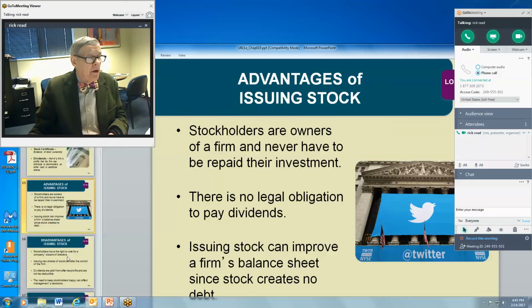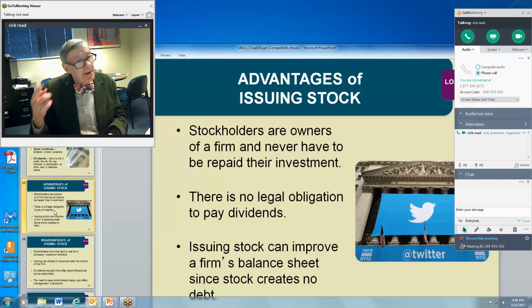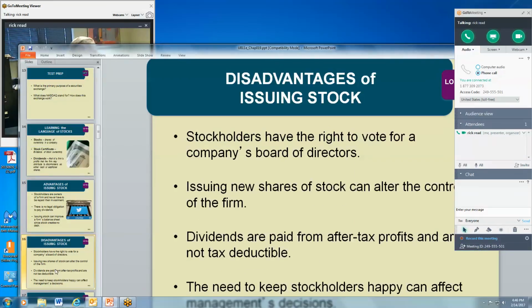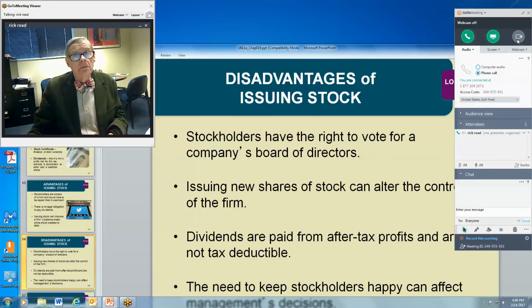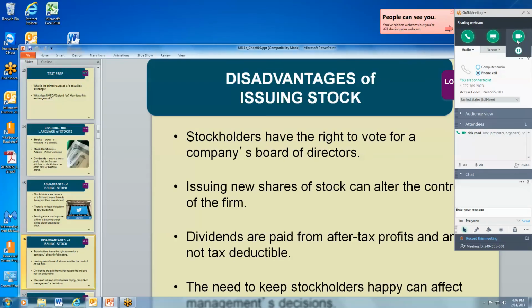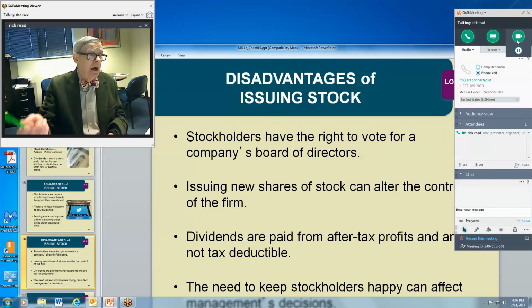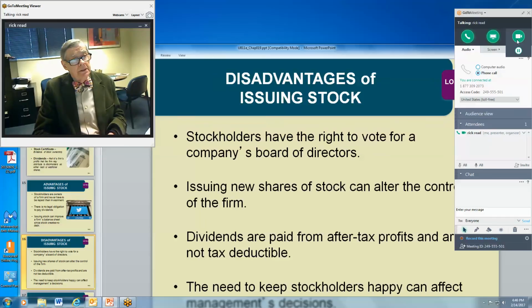And notice here that if a company does issue stock, it improves the balance sheet, and it improves the balance sheet in this way because there's no debt created. It's much different than going out and trying to do something by taking on debt, which would be issuing bonds. Well, excuse me, if you buy a bond, you're not taking on debt, because you're a bondholder, and the bond issuer has to pay you back. So it's a little bit different. But if you issue bonds, then you're taking on debt.